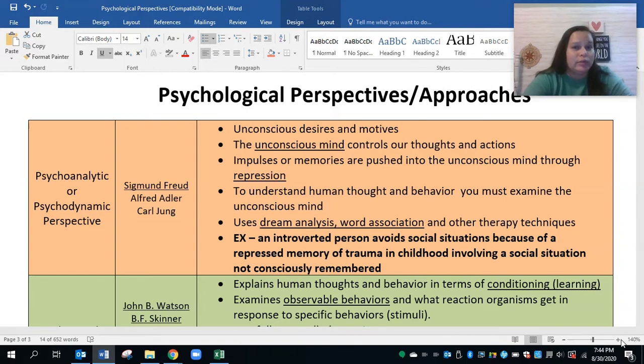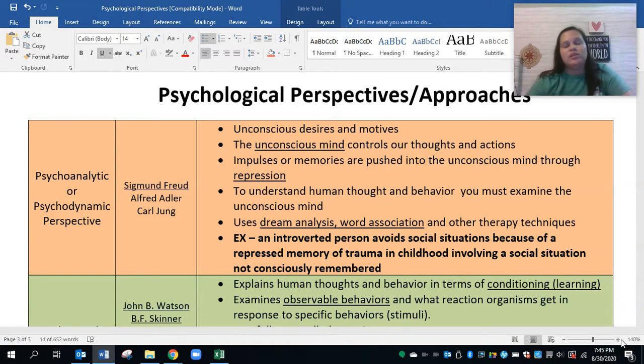So psychoanalytic is sometimes called psychodynamic, and the difference between the terms is usually psychoanalytic is going with Freud's original ideas, and psychodynamic goes with the people who came after Freud, who adopted some of his ideas, but then also came up with their own different ones. So dynamic means changing, so it's sort of the changed psychoanalytic perspective. But the key person here you want to remember is obviously Sigmund Freud. He's the one who established that perspective.